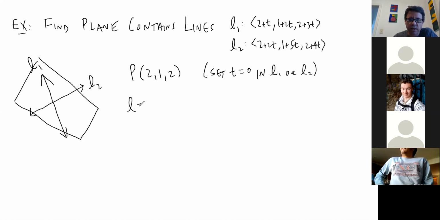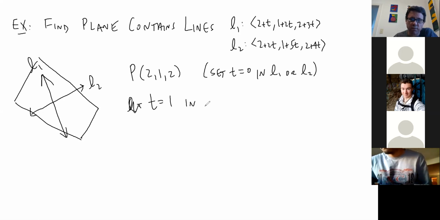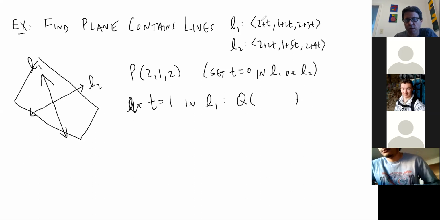So if I set t to be 1 in L1, then I would get the point, and I'll call it Q, plug t equals 1 in. So this would be 3, 3, and 5. So 3, 3, 5 is another point in the plane because it contains the entire line. So if I find a point on the line, that has to be in the plane too.